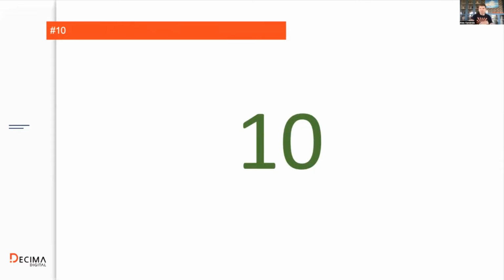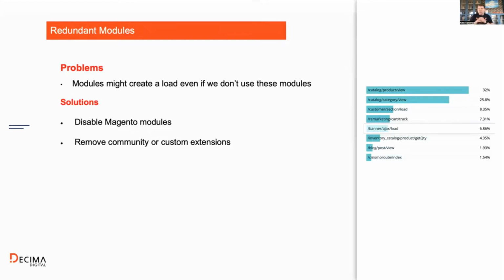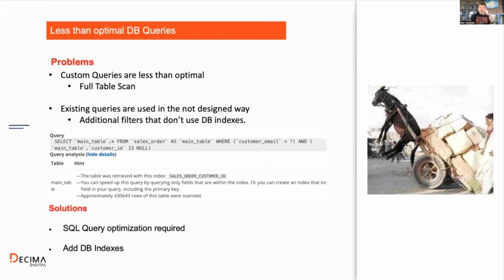Number 10 is redundant modules. Modules might create load even if we don't use them. Good examples of such modules are banner, Braintree, or abandoned cart. All these modules create some load on the front end or on cron jobs. So the solution is to identify a list of modules which we don't need on the page. If it's Magento modules, then disable such modules. If it's a community extension, then such an extension could be removed from the application.